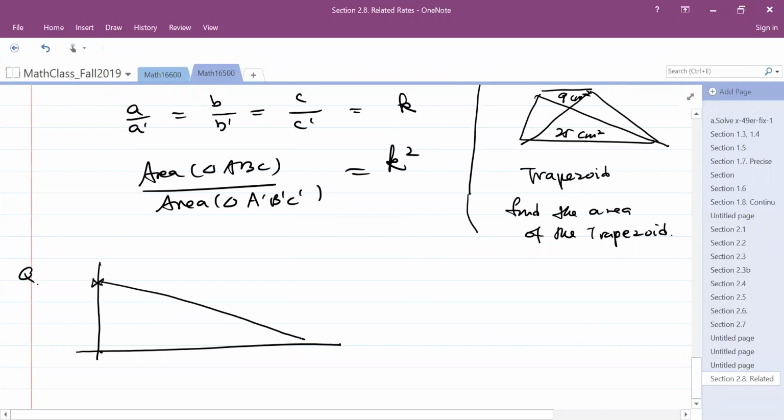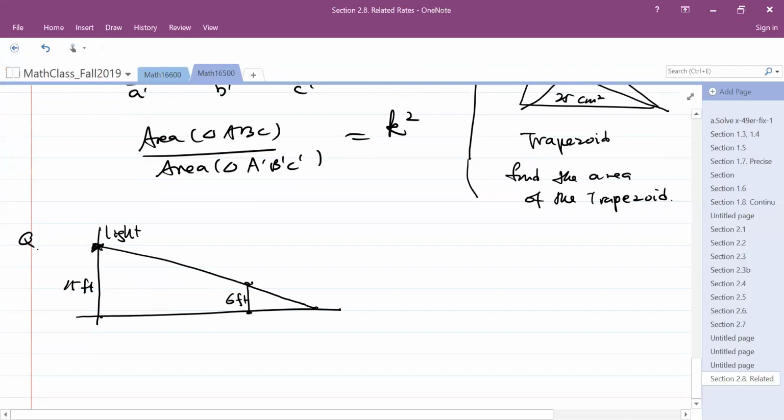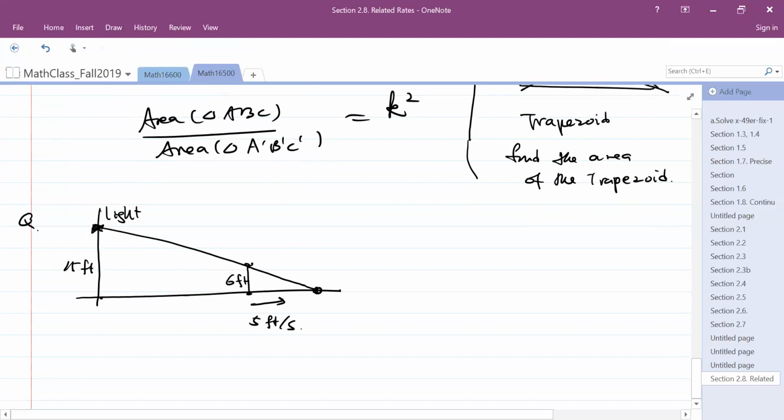We have a street lamp. On the top, we know it's 15 feet high. And someone who is 6 feet high is walking away from the street lamp. So you see the shadow here. What is given? He is walking away at a constant speed of 5 feet per second. So this is a horizontal speed. Be careful, 5 feet per second. That's the given information.